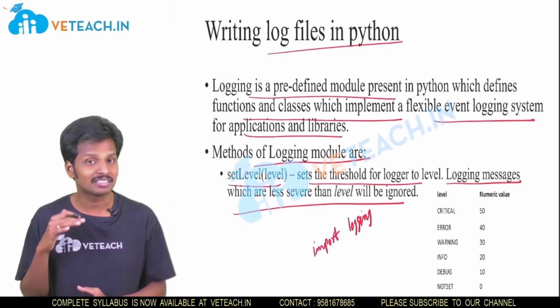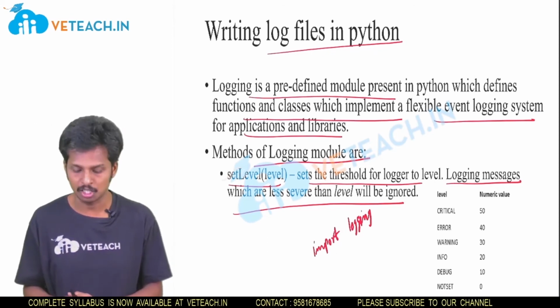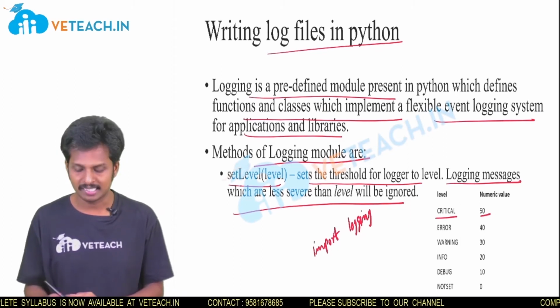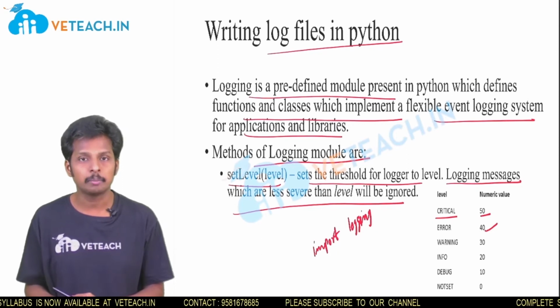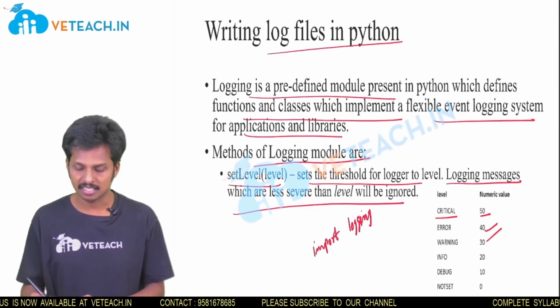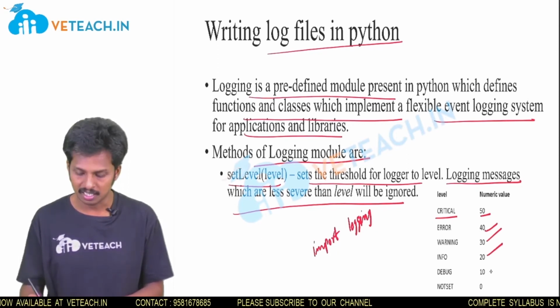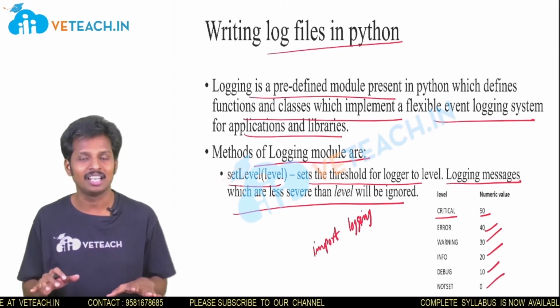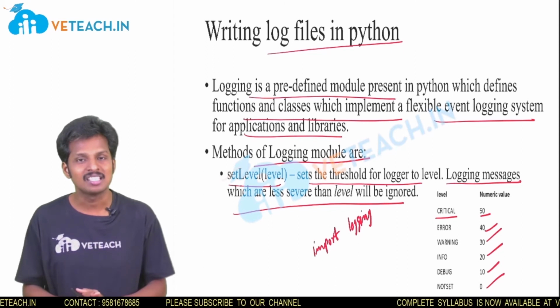The different levels that we can use for different logging messages are: the first one is critical, which is set to 50, error message which is set to 40, warning message is set to 30, info message is set to 20, debugging message is set to 10 and NOTSET is 0. If I don't set any level, the message will have the level as 0.